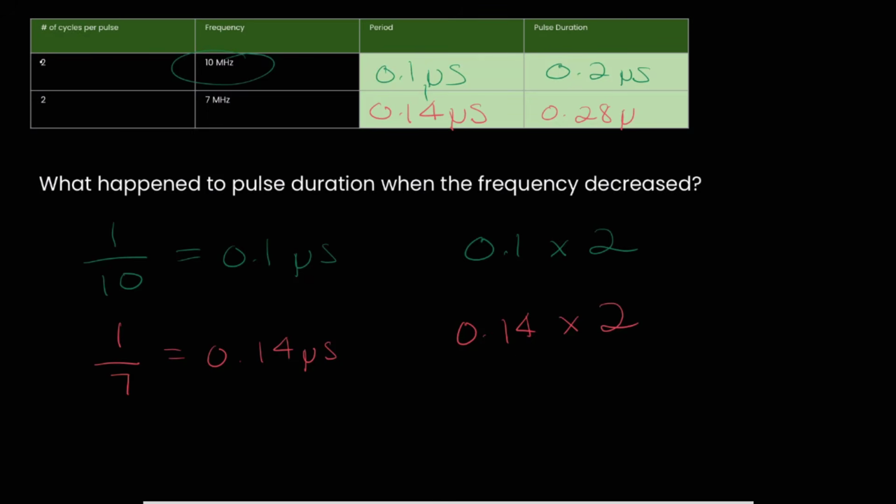0.28 microseconds. And underneath we're asking what happened to the pulse duration when the frequency decreased. So we went from 10 megahertz down to 7 megahertz. And when the frequency decreased, we see the period increase, and then we also see the pulse duration increase. So if the period increases, we're going to see the time of the pulse duration also increase.